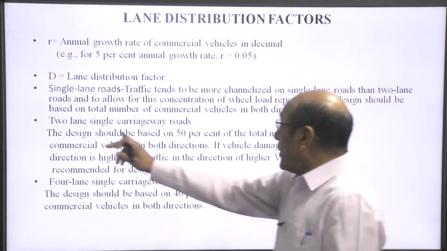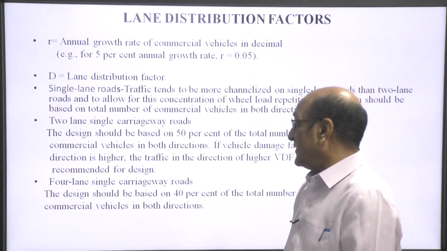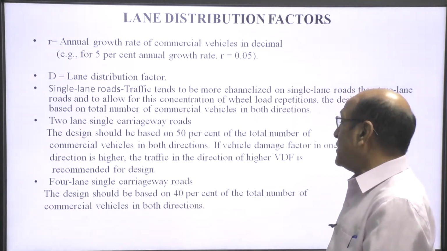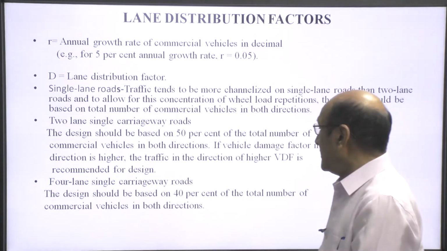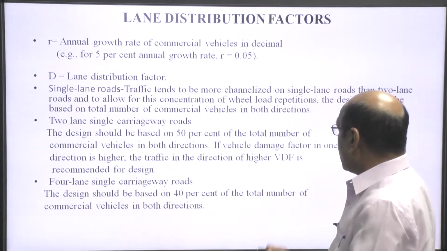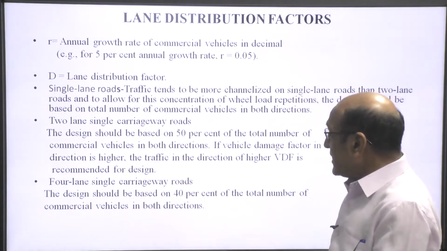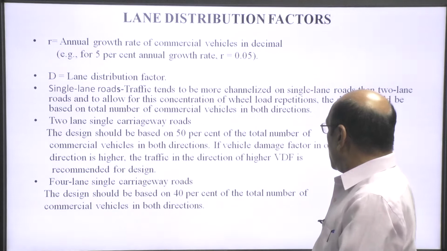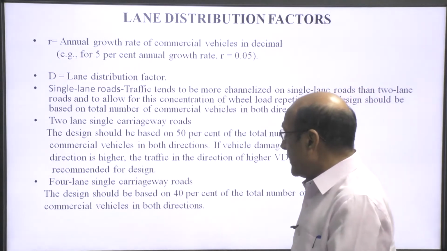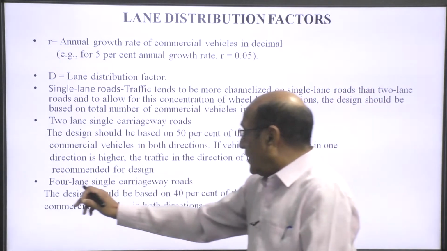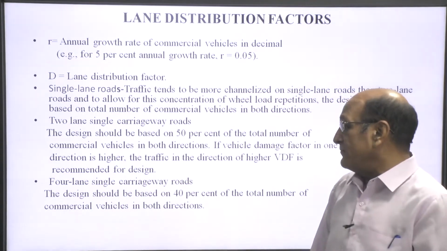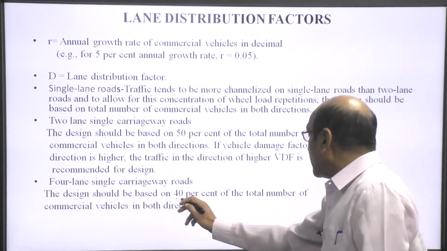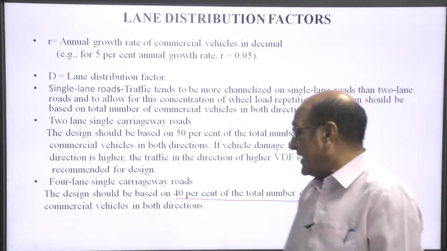Then come to the 2-lane single carriageway. The design should be based on 50% of the total number of commercial vehicles in both directions. If the vehicle damage factor in one direction is higher, the traffic in the direction of higher VDF is recommended for design. For the 4-lane single carriageway, the design should be based on 40% of the total number of commercial vehicles in both directions.